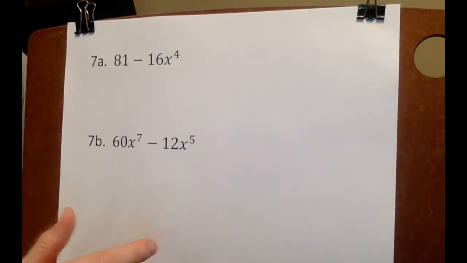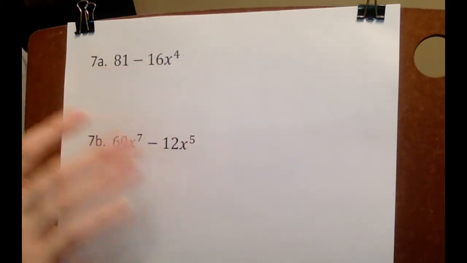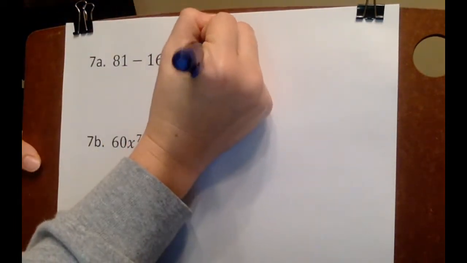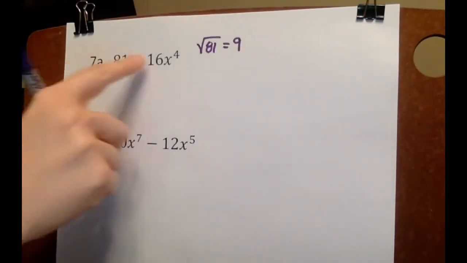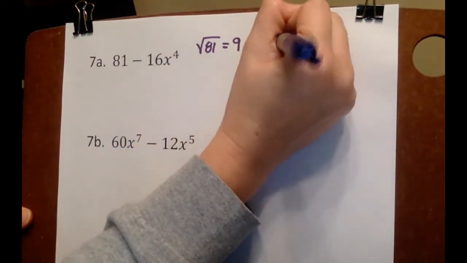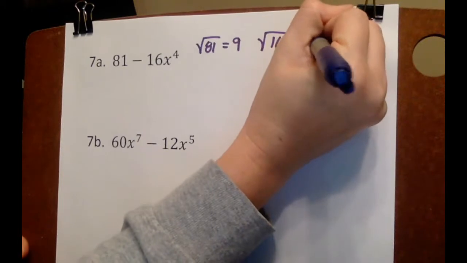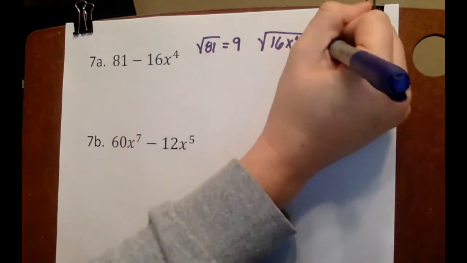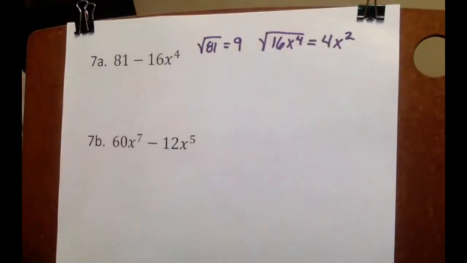For the difference of perfect squares, we had to take the square root of the first term, take the square root of the last term, and put it in factor form. So let's find the square root of each term. First, the square root of 81 is a perfect square, it equals 9. Take the square root of 16x to the fourth. 16 is a perfect square, and when you take the square root, it is equal to 4. X to the fourth, anytime your exponents are even, they give you perfect squares. So when you take the square root of x to the fourth, it is x squared.